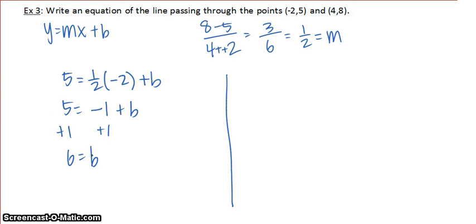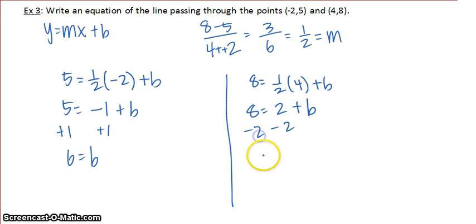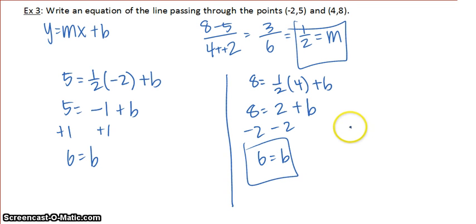But let's say if I were to try for 8 instead, you don't have to do both, you only have to do one. But I'm going to show you that you're going to get the same answer. So you have 8 equals 1/2 times x, which is 4, plus b. Well, 8 equals 2 plus b, subtract 2, so I get 6 equals b. So either way, so now I have my m, I have my b, and I can plug into the equation.